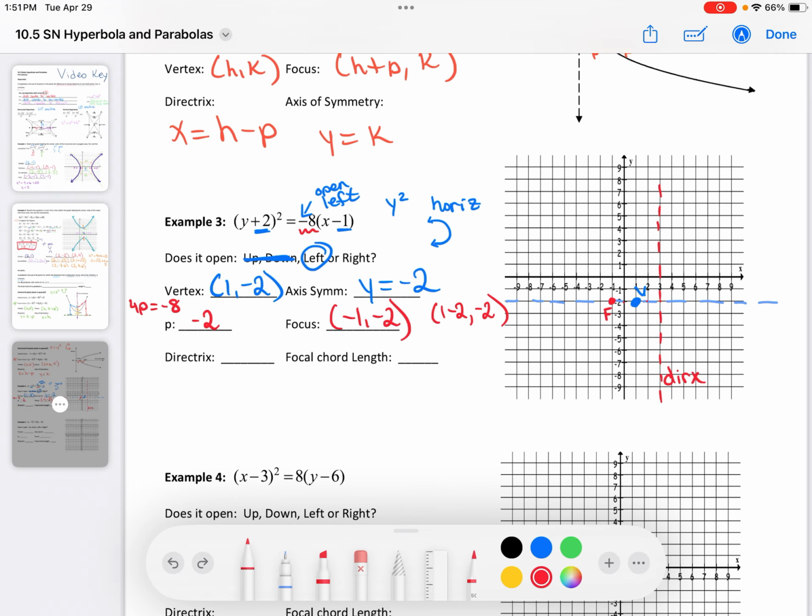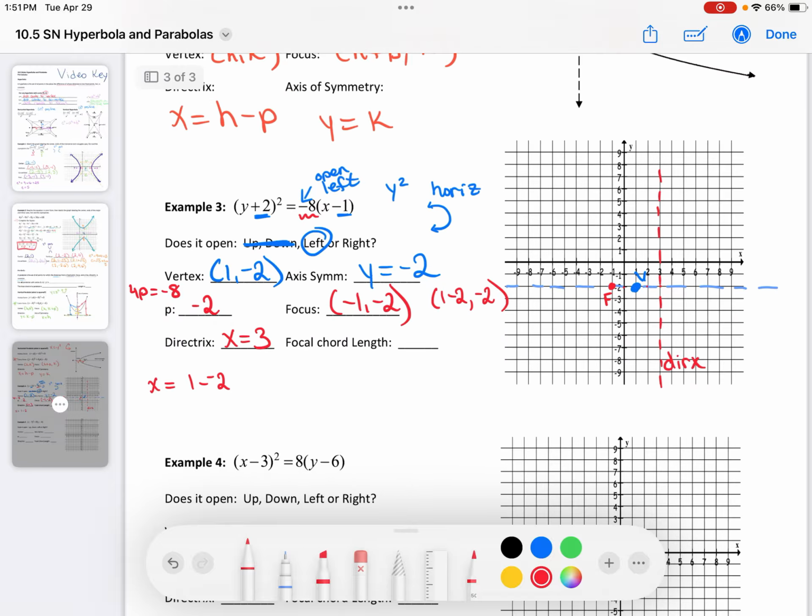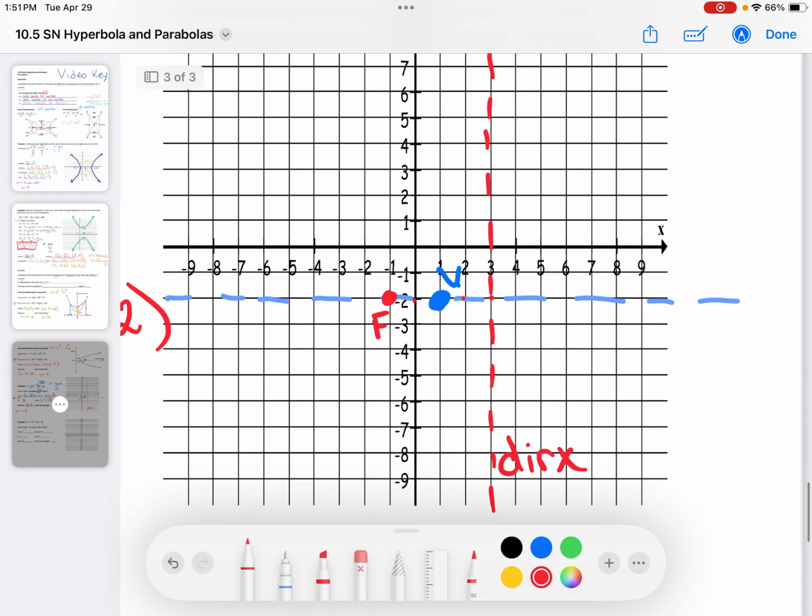That directrix is X equals H minus P. H is the X of the vertex, 1, minus P is minus negative 2. That's 1 plus 2. So that is X equals 3. And if we look at where that vertical line landed, that vertical line is at X equals 3.